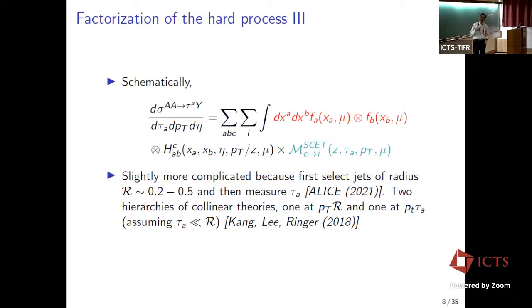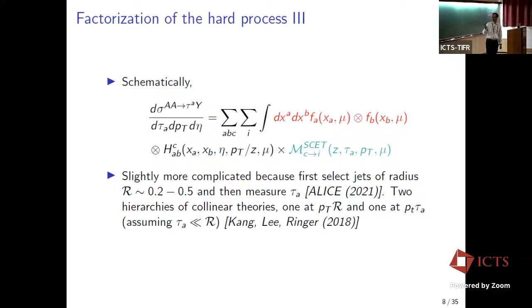The slight extra step that you have to go through is because you don't actually directly measure the angularities. You first select on jets with a particular radius, so radii 0.2 to 0.5, this sort of a range, and then measure the angularities of these jets. And this formalism was developed by Ringer and his collaborators.